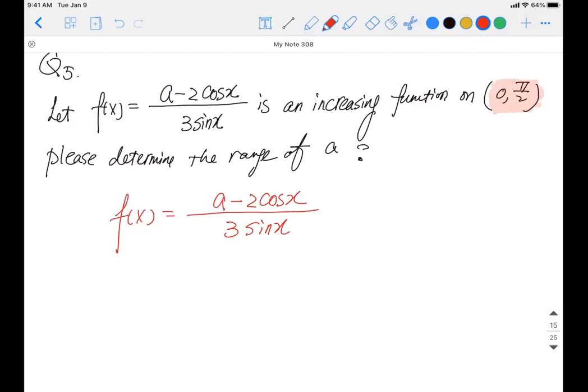I want to say this is an increasing function, decreasing function, so on and so forth, right? But this function actually has two different things, two different variables, let's say. One is cosine, one is sine. Even though they both take x as the variable, sine and cosine are two different things, right? They're not the same thing.